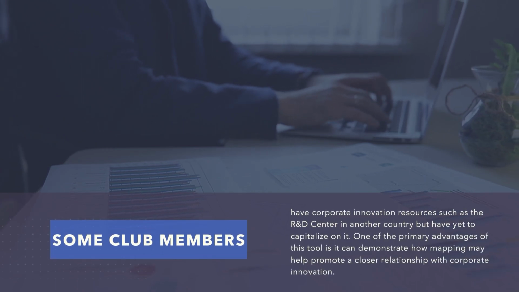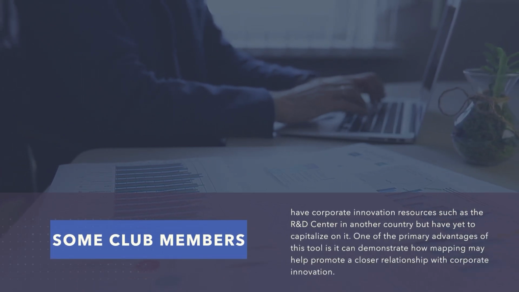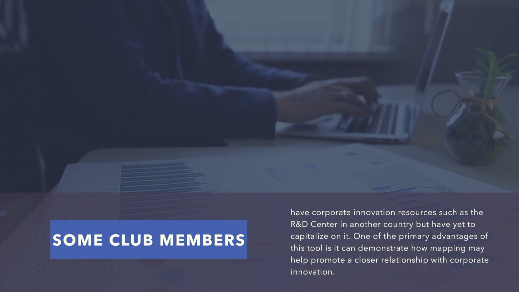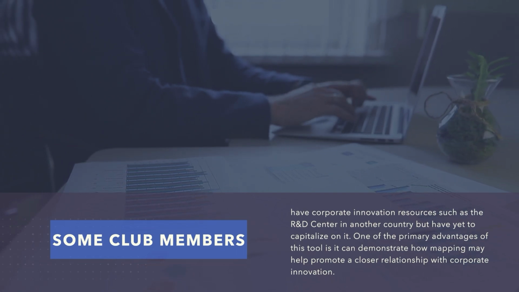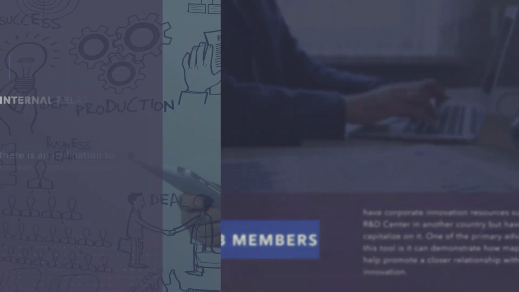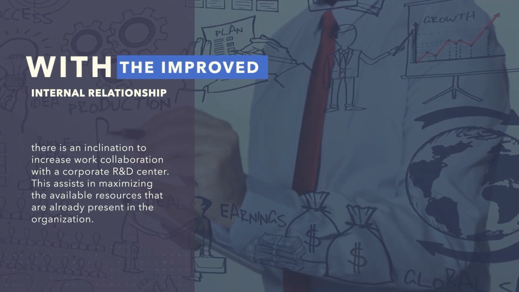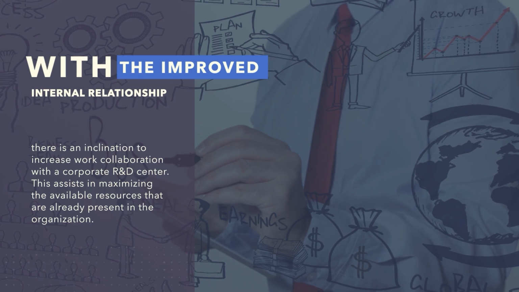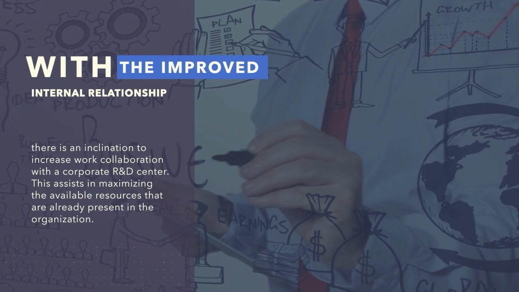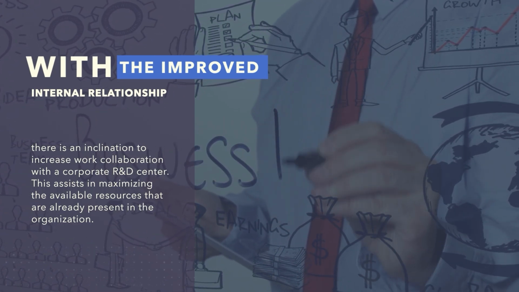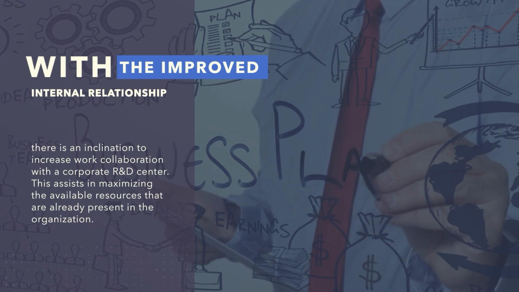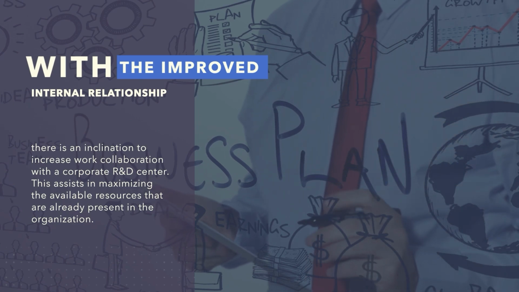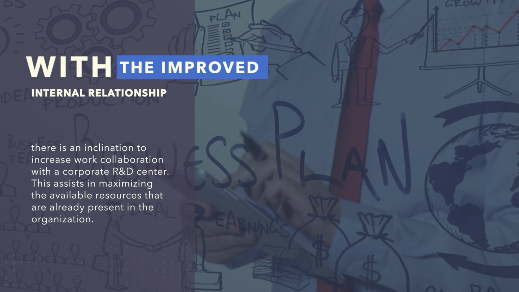Interestingly, some club members have corporate innovation resources such as the R&D Center in another country, but have yet to capitalize on it. One of the primary advantages of this tool is it can demonstrate how mapping may help promote a closer relationship with corporate innovation. With the improved internal relationship, there is an inclination to increase work collaboration with a corporate R&D center. This assists in maximizing the available resources that are already present in the organization.